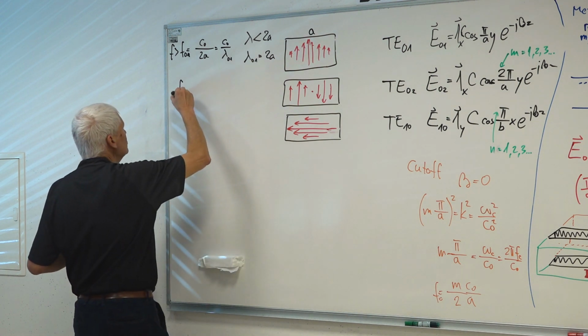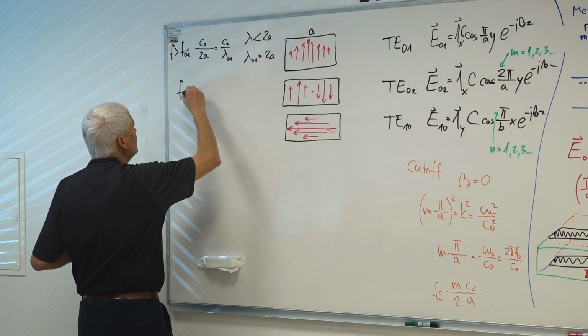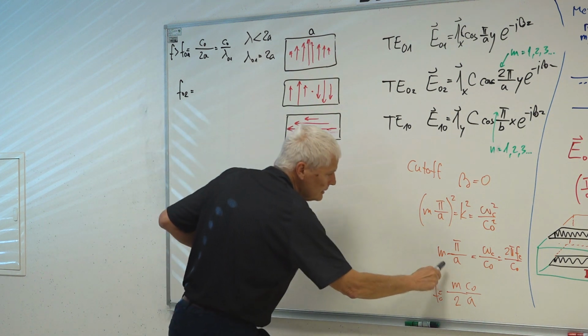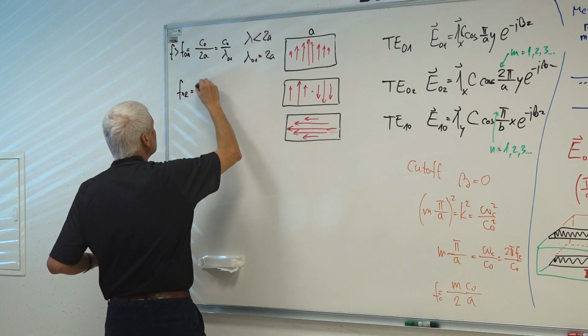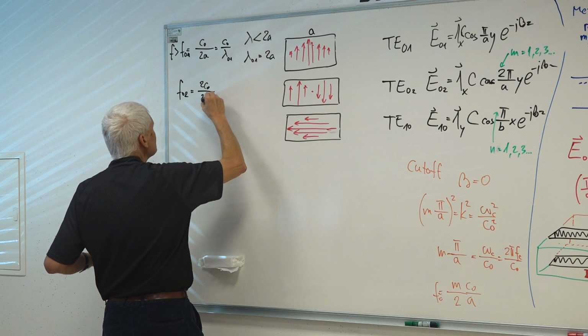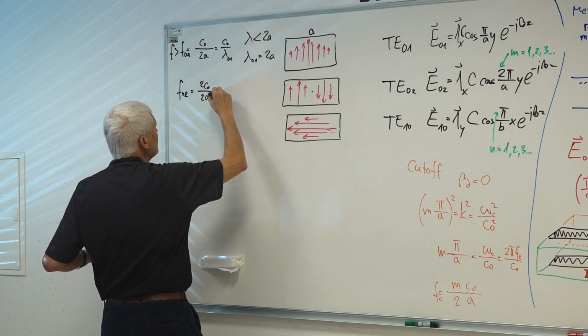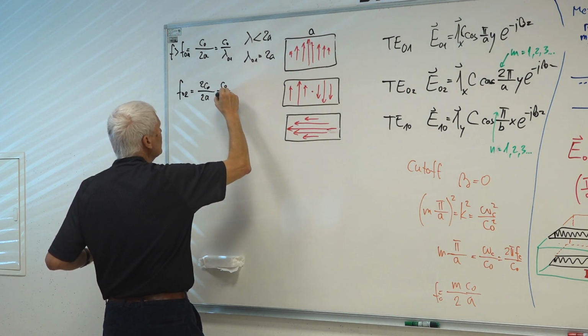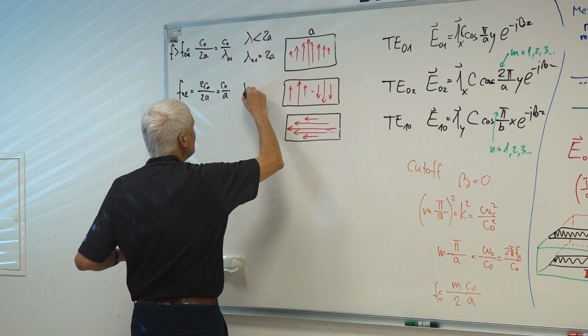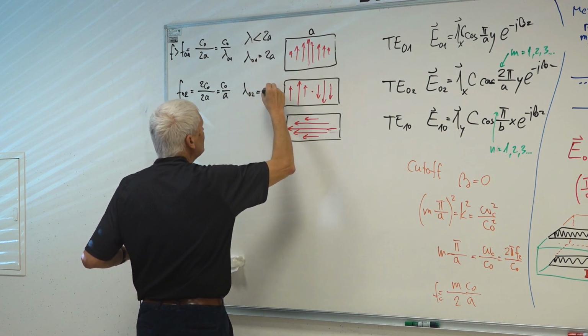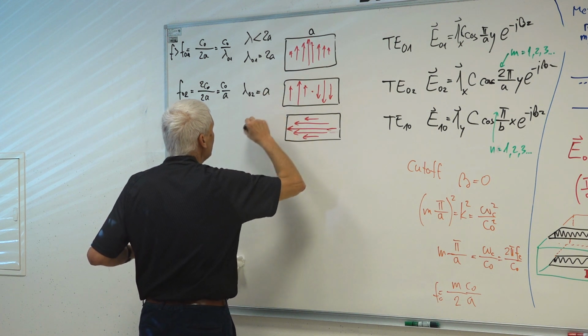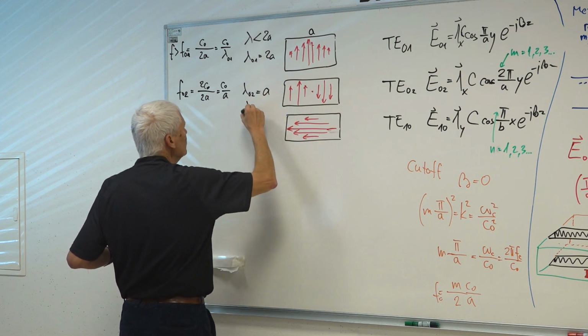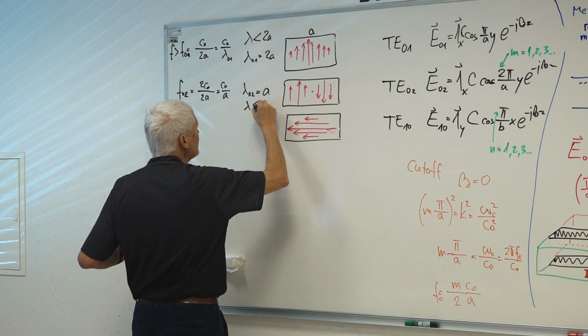For the f02, here I have the number 2, so it's 2 times C0 over 2 times a, which is now C0 over a. Or lambda 02 cutoff is now equal to a, or the wavelength should be smaller than a.